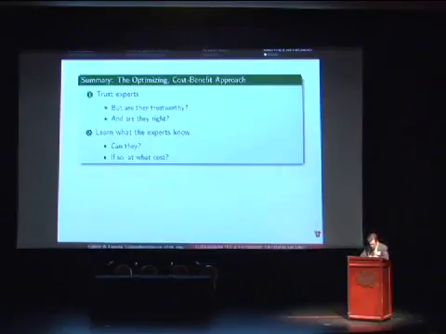So to summarize where we are at this stage, the optimizing cost-benefit analysis approach to deciding what economists should recommend to governments involves trusting experts, but there are issues of whether they're trustworthy and whether they're right, and then learning what the experts know, but that's quite problematic.